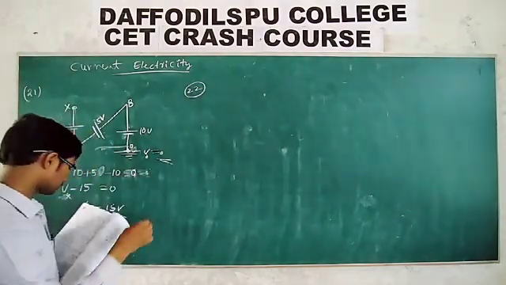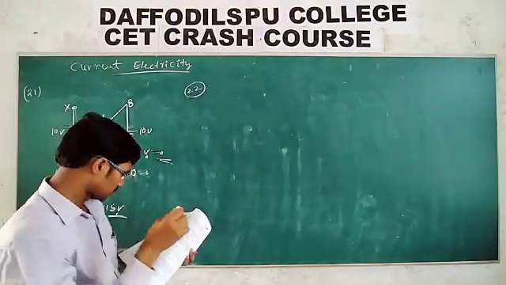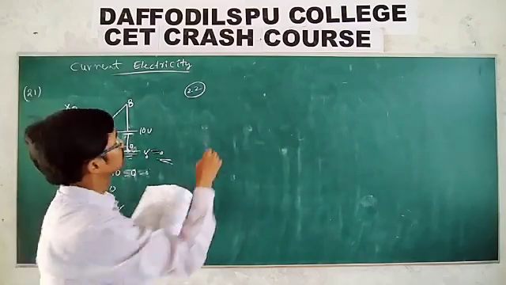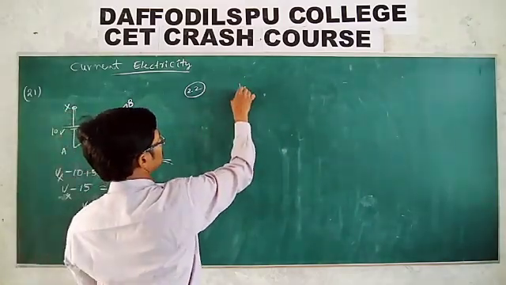Question 22. Again we have to calculate the current through the 6 volt battery in the given circuit.